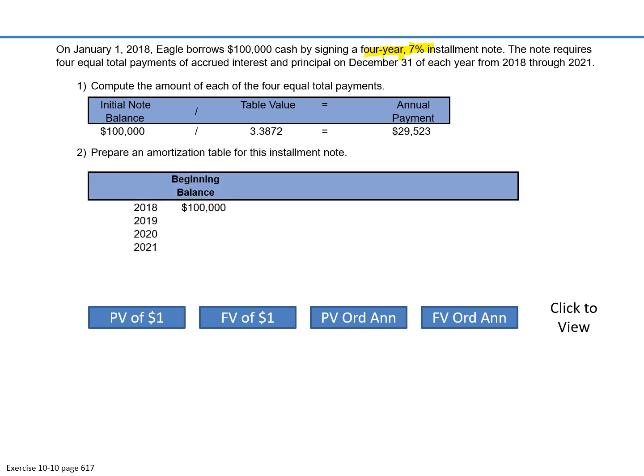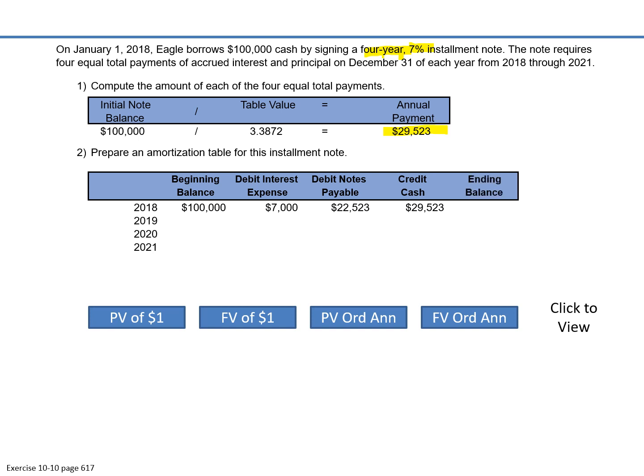So if we were to prepare the amortization table for the note, we're going to start with $100,000. Our interest expense is going to be equal to our principal balance times our 7% rate. So our interest expense is going to be $7,000. Our total payment is $29,523. So if we take $29,523 minus $7,000, that means the principal, or the reduction in our note payable for that first payment, is going to be equal to $22,523. Total cash is $29,523.